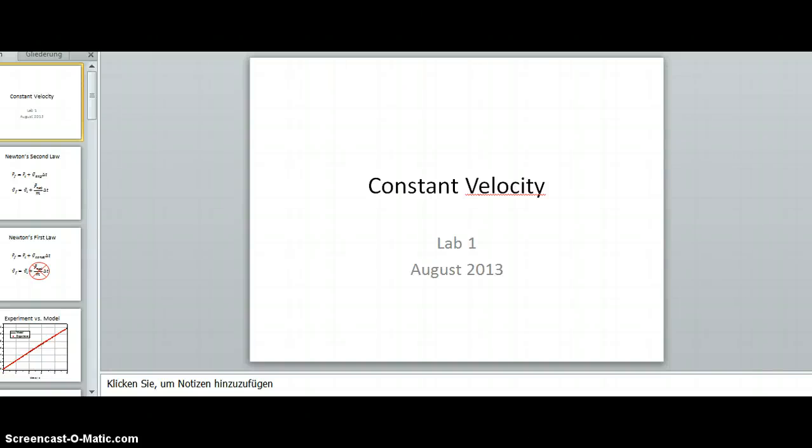Welcome to the first step of the course, Introductory Physics. In this step we will show the motion of an object at constant velocity. Motion at constant velocity can be described by Newton's first and second law of motion. Newton's second law can be described by two equations.